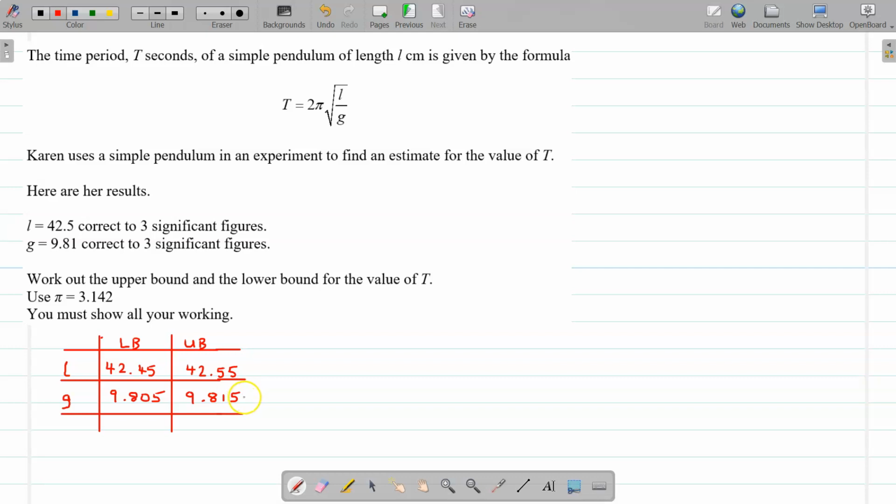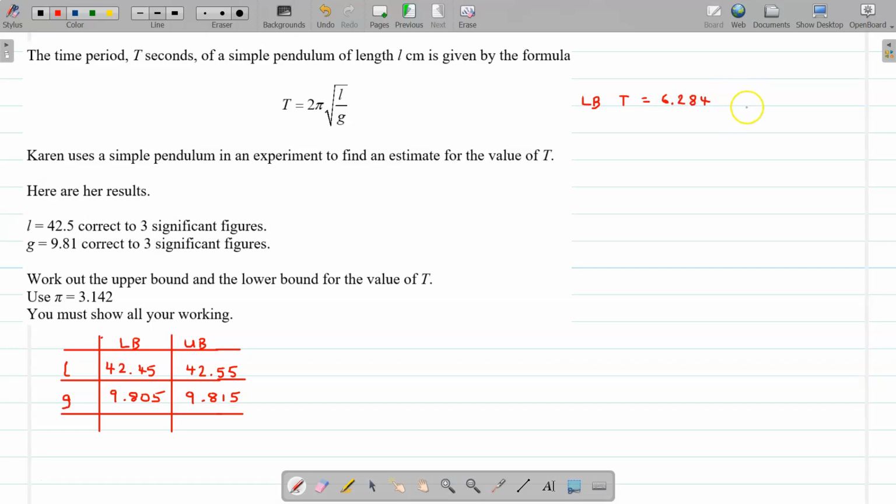Okay, so now we've got those 4 bits of information. There's always marks for that part of it. We now need to deploy it in this calculation for t. So what we're going to do is find the lower bound of t first of all. Okay, lower bound of t, and that equals, now they're telling us to use this value for pi, so we don't argue with them. If that's what they tell us to use, that's what we use. Well, 2 times pi is 2 times that, which is 6.284. Quite easy to see that, so I'm going to write that down. 6.284.